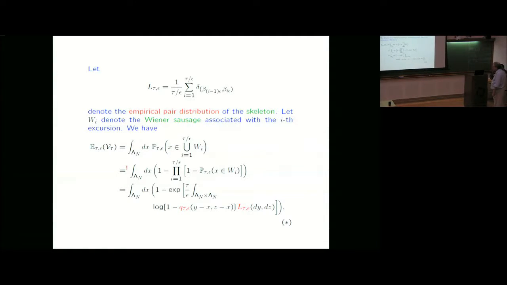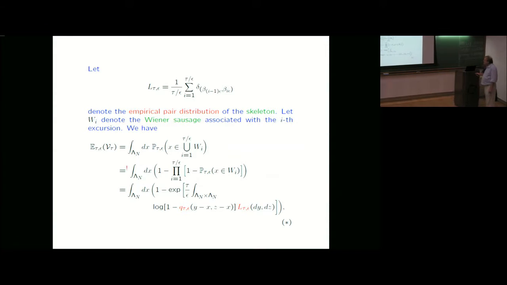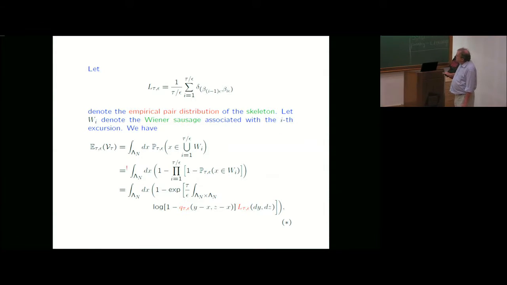Okay, yeah, much better. I'm able to write everything in terms of this empirical distribution that basically keeps track of how often I see points, beginning and ending points of the excursion near the points y and z. And each time that happens, this is the probability that that excursion, the Wiener sausage, will contain the point x, and that's exactly that.